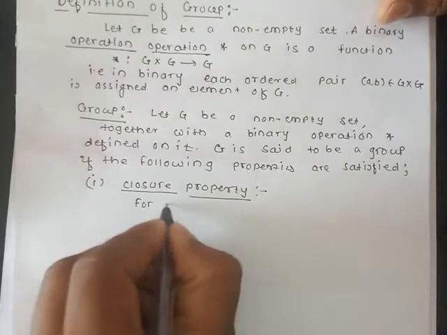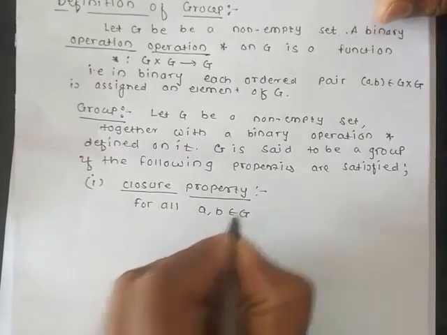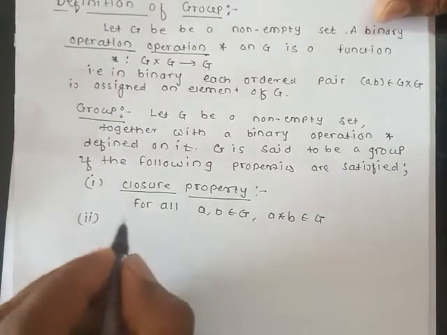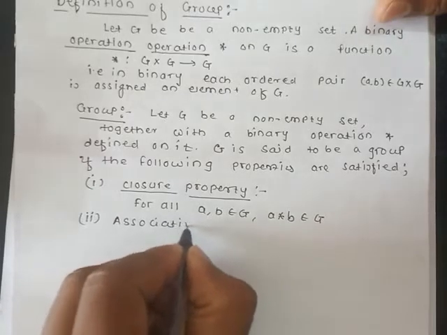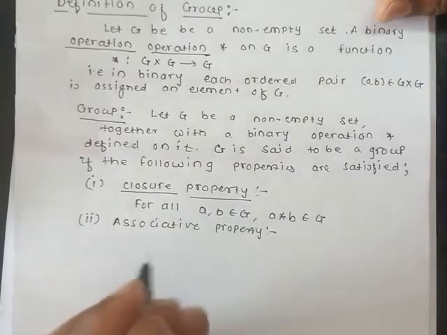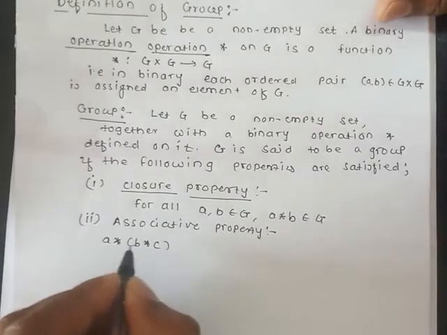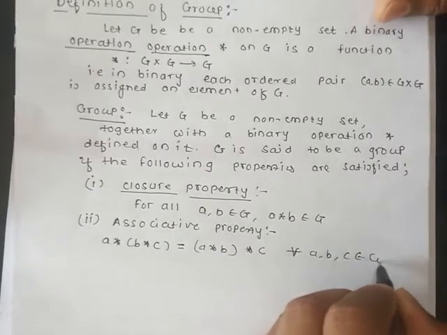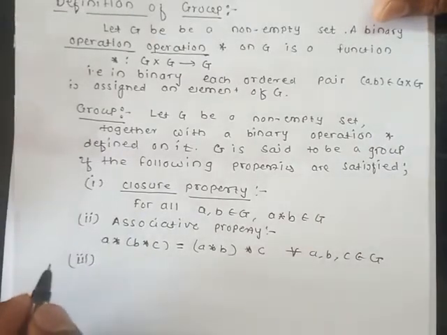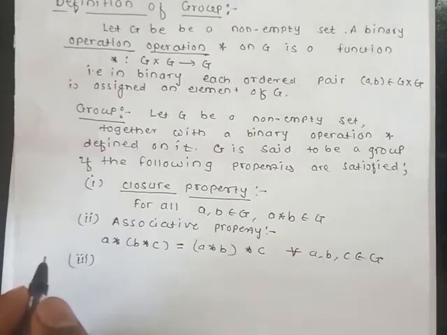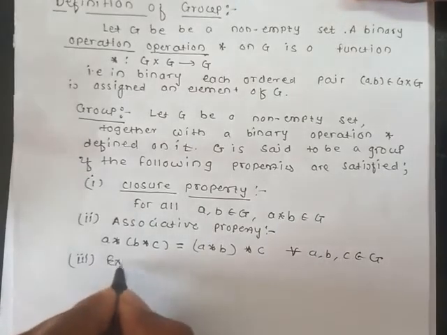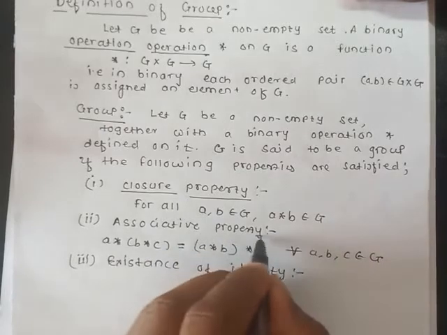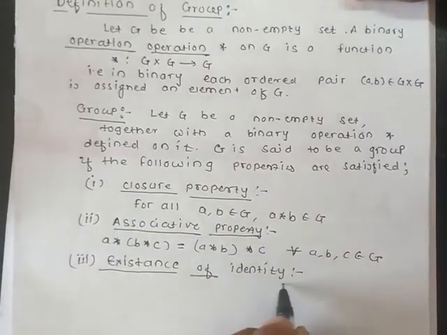What is the closure property? For all A, B belongs to G, A star B belongs to G. Second property, associative property: (A star B) star C is equal to A star (B star C) for all A, B, C belongs to G. Third property, existence of identity.